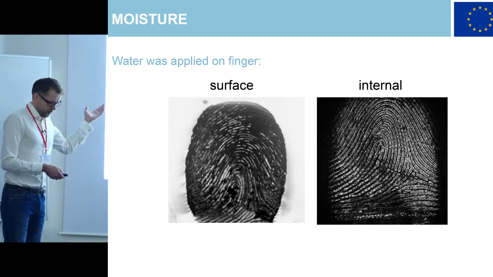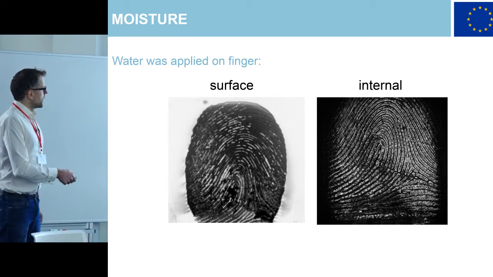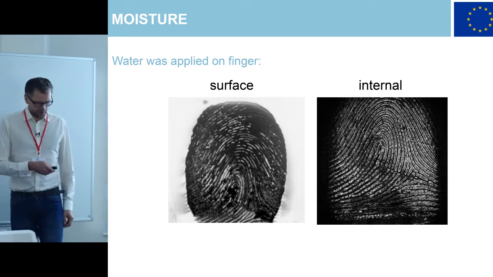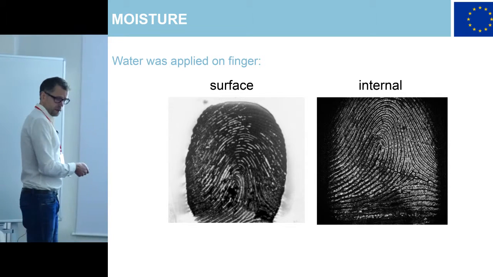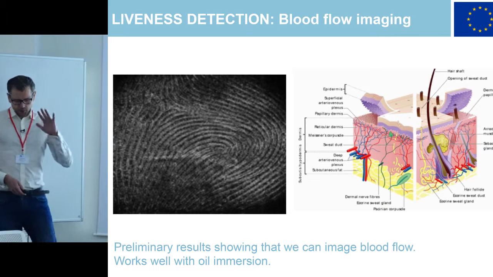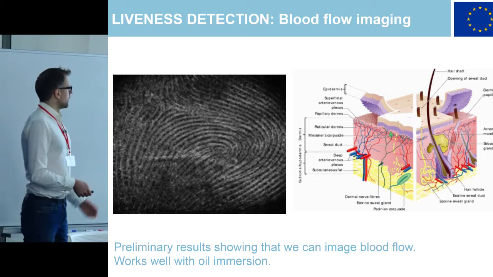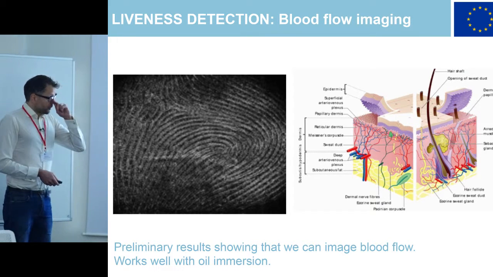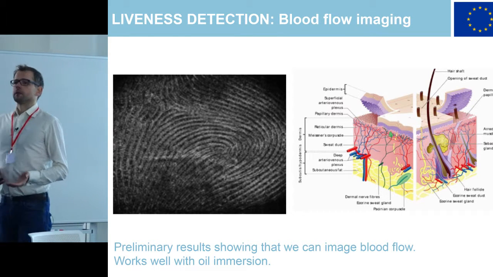Here's an example when you have moisture on your finger. Again, it compromises surface quality somehow, but the internal fingerprint is more or less unaffected. This is an old image. It doesn't look as good as it could probably. If you go below the internal fingerprint, you start seeing blood vessels. You start imaging blood capillaries, which also could be used in biometrics because this could be used as liveness detection.